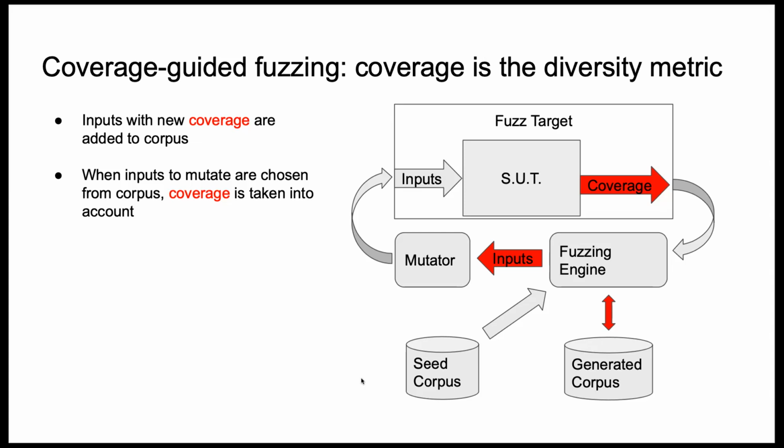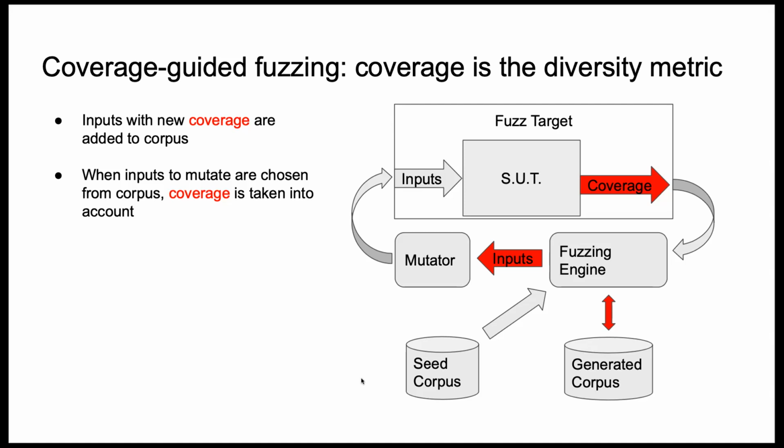Once you have this fuzz target, you can create the fuzzing loop where you start from a seed corpus, you feed it into your system, it produces coverage for your seed inputs, and then the brain of fuzzing, which I call fuzzing engine, decides which inputs to keep in the corpus, which inputs to discard, and then it also decides which inputs to feed to the mutator, and then the mutants will be fed back to the fuzz target.